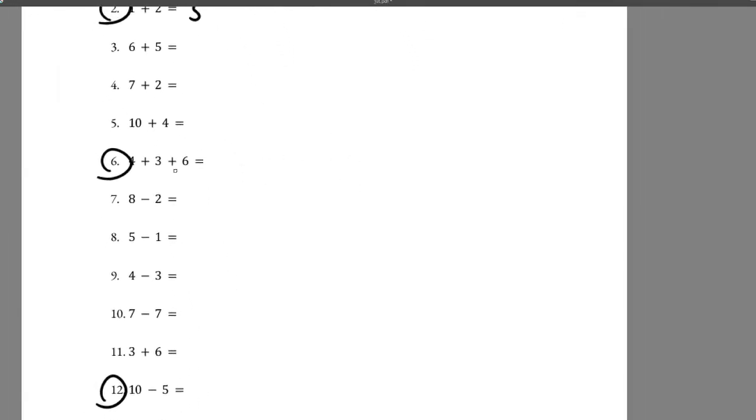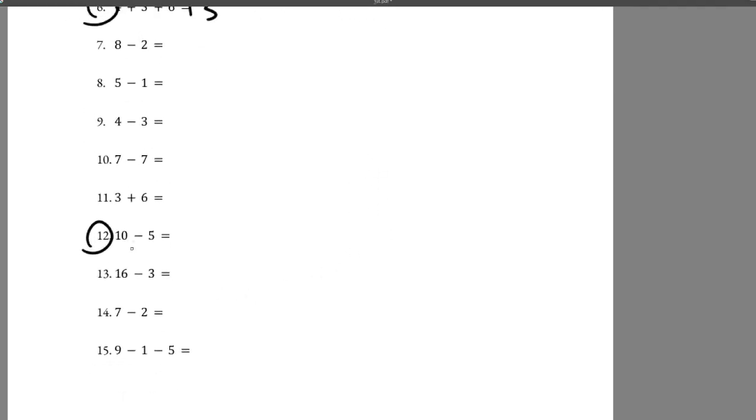6 is 4 plus 3 plus 6. Now we could just add them from left to right, but I see an easier way, and it's just adding 4 and 6 together first, which gives us 4 plus 6 equals 10. And then we can add the plus 3. So 10 plus 3, which gives us our answer, 13.